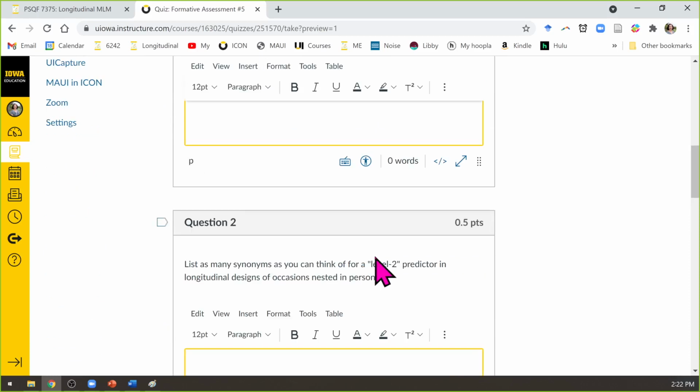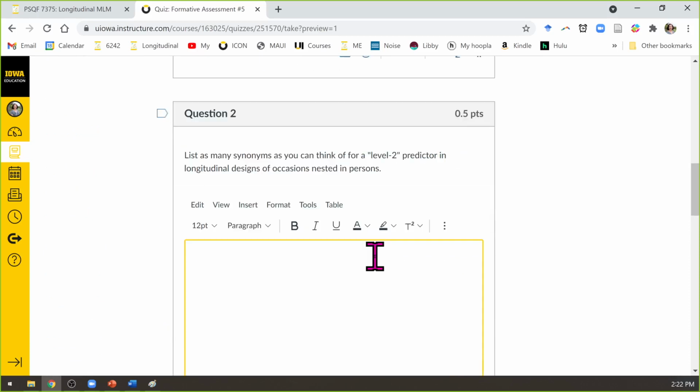Good. Oh, synonym game, yes. List as many synonyms as you can think of for level 2 predictor. I'm focusing not on what the predictor does, but just what you call it. So in this context of occasions nested in persons, what else could you call a level 2 predictor? Let's see the list of synonyms. You can either talk or type, whichever you prefer.